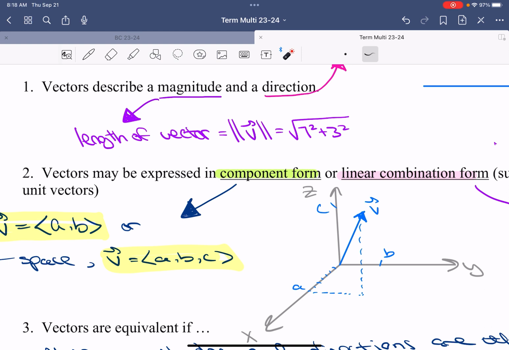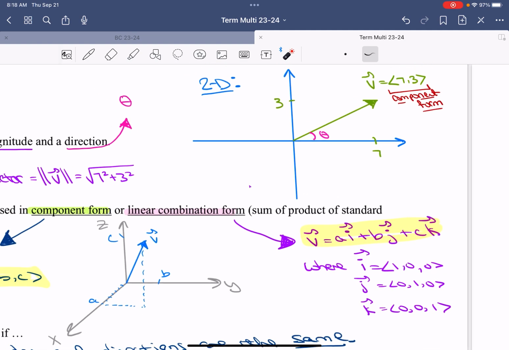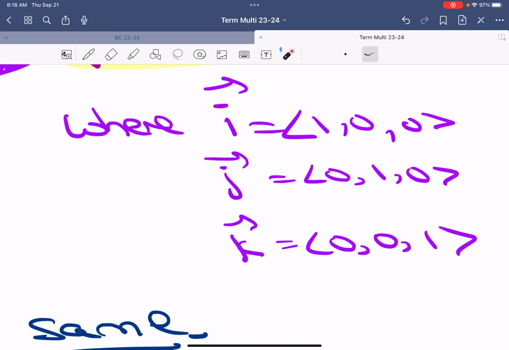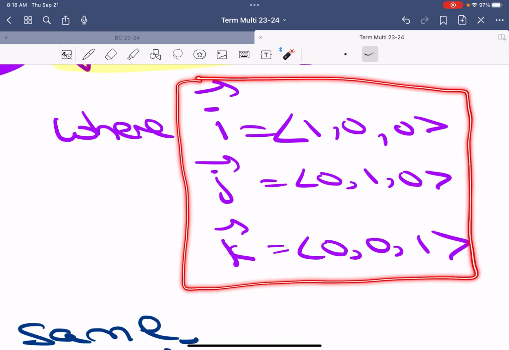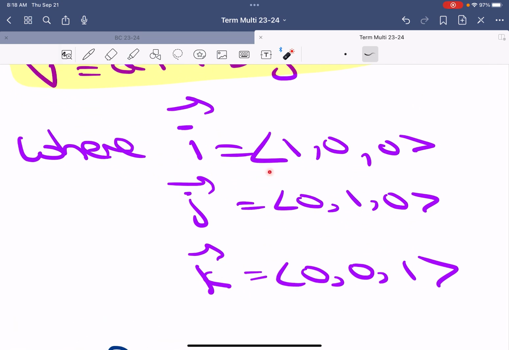Of course, a, b, and c could be non-positive as well. I just drew something that's most convenient. Component form is generally what I default to. It's the quickest for me. You'll also see vectors expressed in linear combination form. Linear combination form requires us to recall that there are 3 standard unit vectors, vectors i, j, and k, and I definitely gave you these vectors in 3 space.